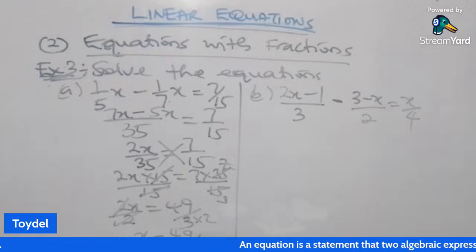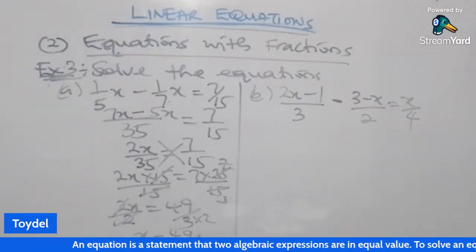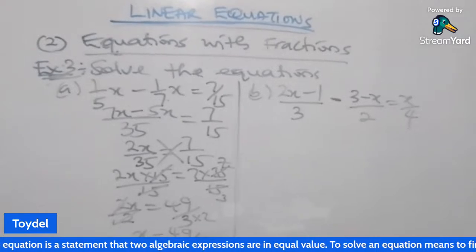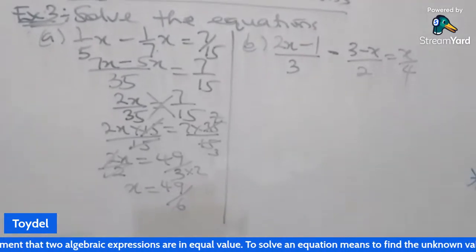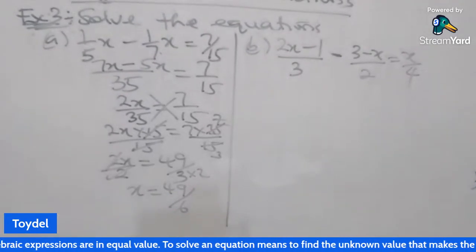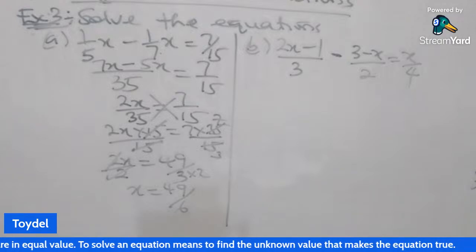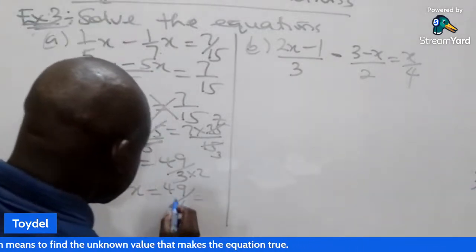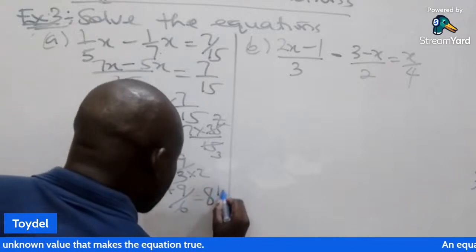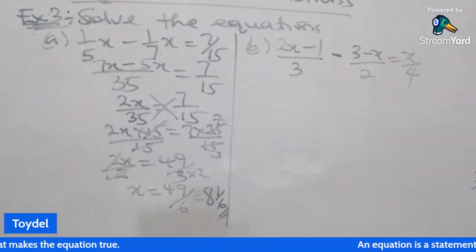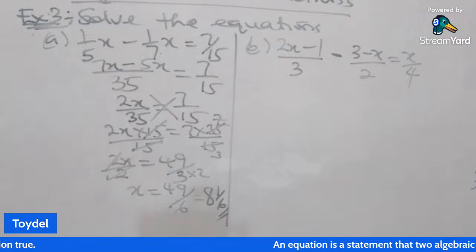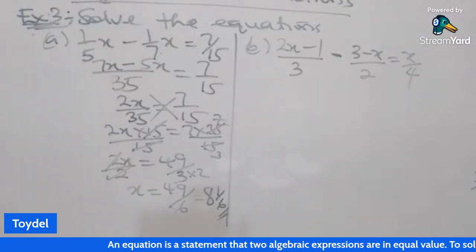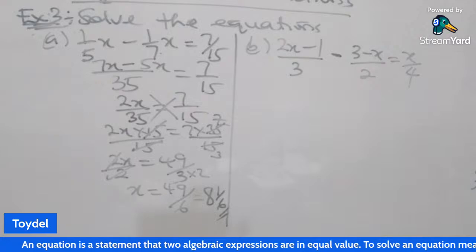In this case now, x will be equal to 49 all over 6. Then we can change this to a mixed number. That is 8 whole number, 1 all over 6. That will be the value of x. You can get the value of x to be what we have on the board.